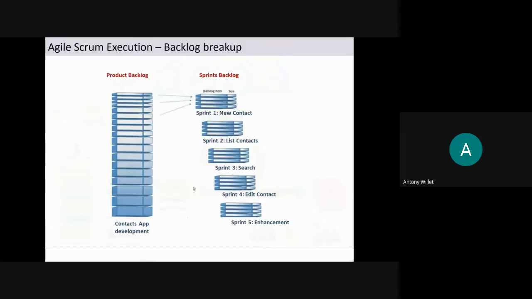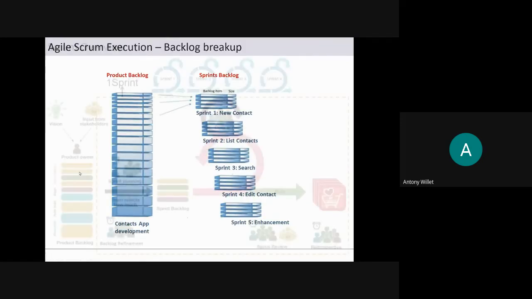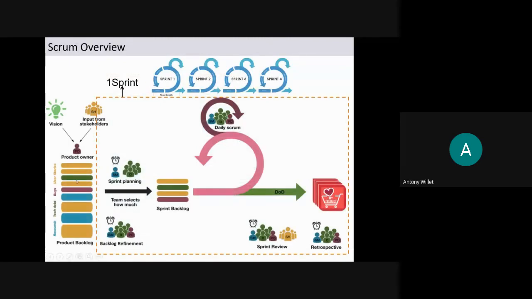As I already mentioned, this product backlog is divided into different sprint backlogs. The first sprint maybe has a duration of 2 weeks. They start the first sprint. Actually, they don't start the first sprint yet. There is a ceremony called sprint planning.